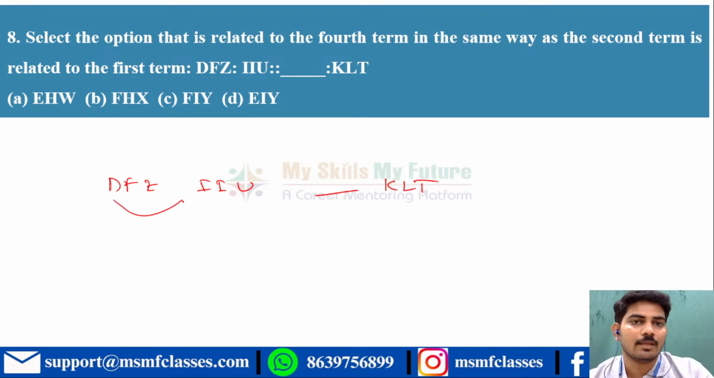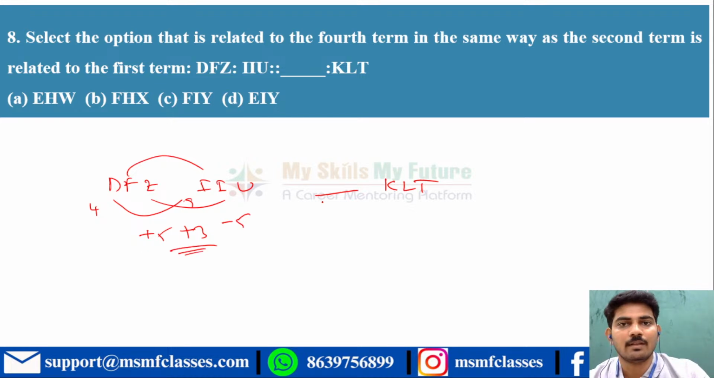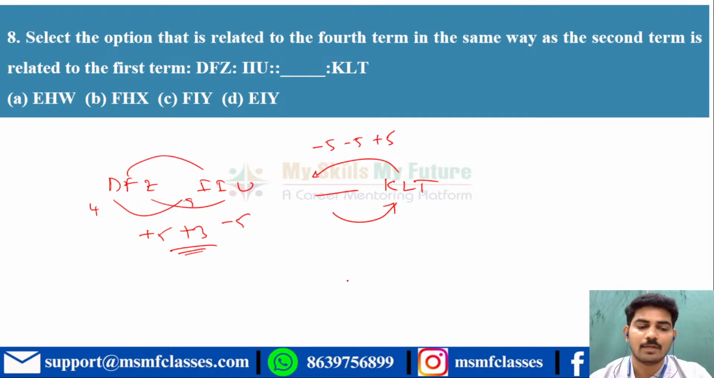So D plus how much? D is 4, I is 9, so D plus 5, and F plus 3, and Z minus 5. So the logic here will be plus 5, plus 3, minus 5. If we go from this point to this one, the same logic will be applied. But this value is given, so we need to apply the logic in reverse order: minus 5, minus 3, plus 5 will be added, and if I do so, I will get the answer as F I Y.